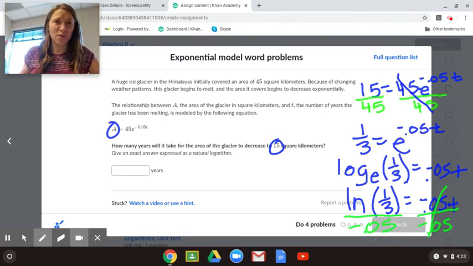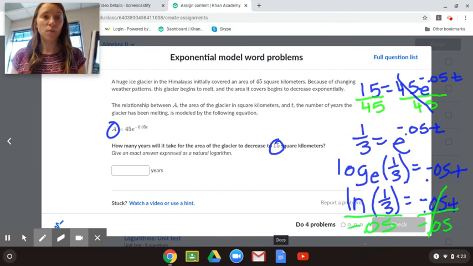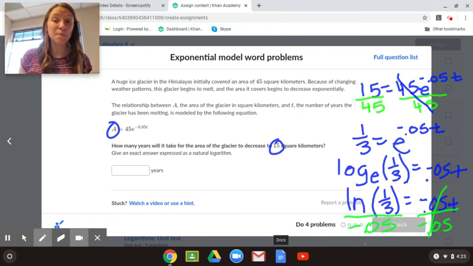I know it seems weird, like, well, we didn't find years. That's kind of strange. It wants the exact answer. So if you put that into your calculator, let's do that right now. It might be hard to see, but I'm doing natural log of 1/3 all divided by negative 0.05. And I'm getting 21.97 years. It's going to take that many years for this glacier to go from 45 square kilometers to 15 square kilometers, 21.97 years. But it doesn't want us to put 21.97 years because that's not exact.